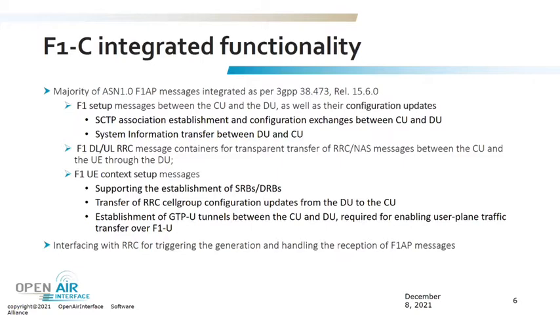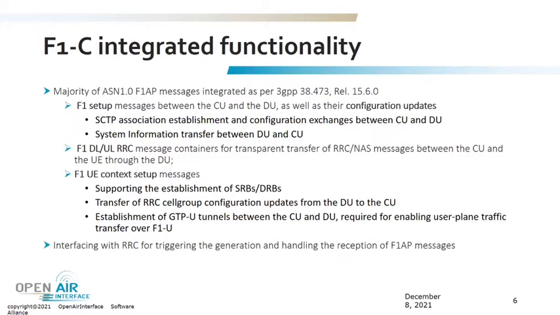Then we have the F1 downlink and uplink RRC messages, which are in principle container messages that include pure RRC and NAS messages between the CU and the DU in downlink and uplink direction. And finally, we have the F1 UE context setup messages, which can support the establishment of signaling radio bearers and data radio bearers between the CU and the DU.